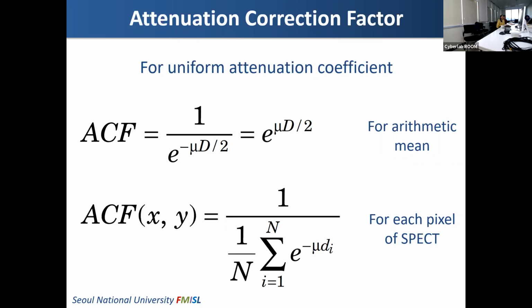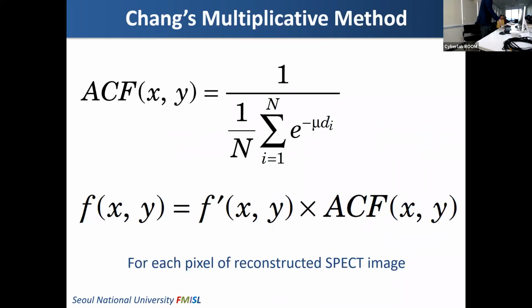So if we have a camera position here, we can also calculate this value. Yeah, so we can also calculate this value. Then we calculate their average. So this is how we calculate this attenuation correction factor. This method is called Chang's multiplication method. Okay. Chang developed this kind of attenuation correction method for SPECT. So this method is used for brain SPECT and SPECT simulation.